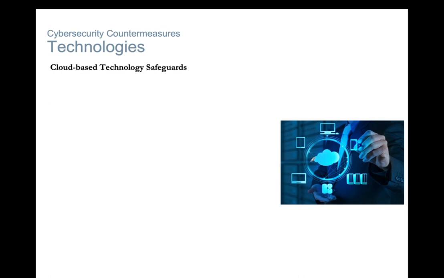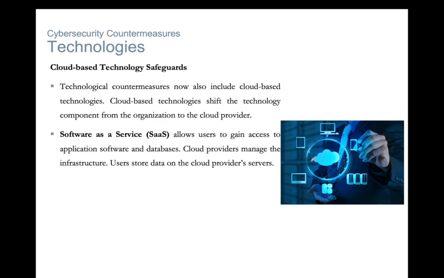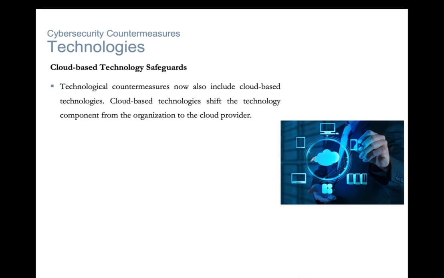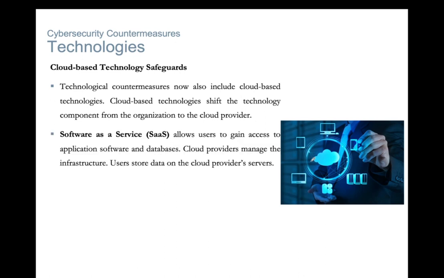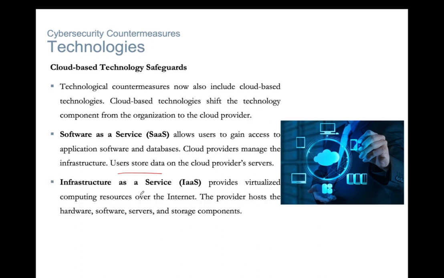The three main cloud computing services include software as a service, SaaS. This SaaS allows users to gain access to application software and databases. The cloud providers manage the infrastructure and users store data on the cloud provider servers. Another cloud-based technology safeguard is infrastructure as a service, that is IaaS.